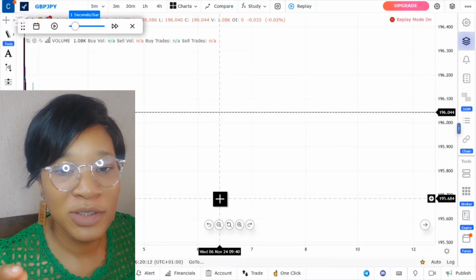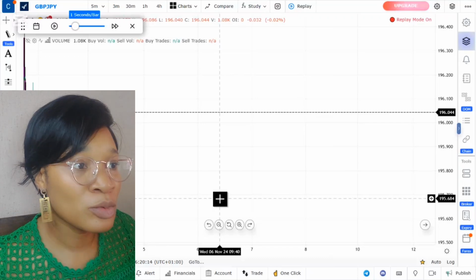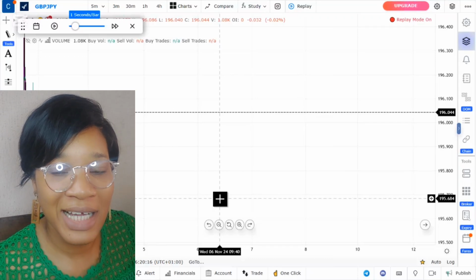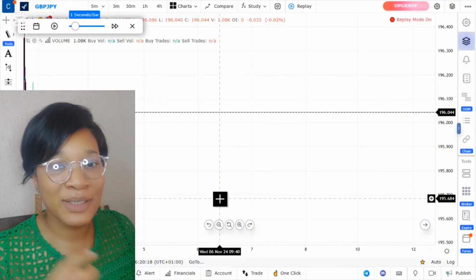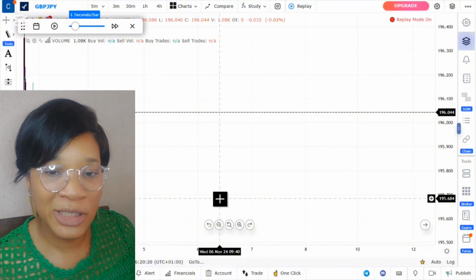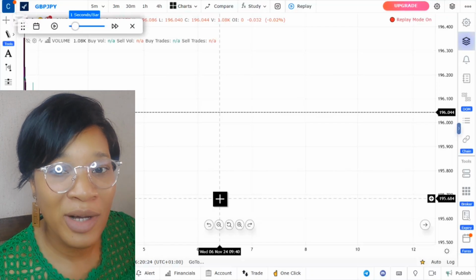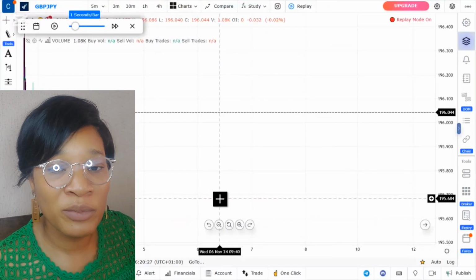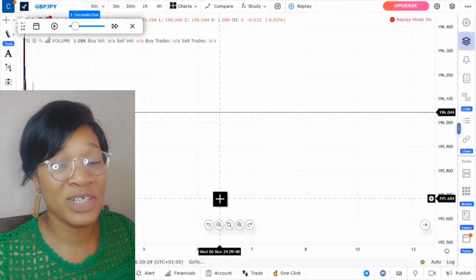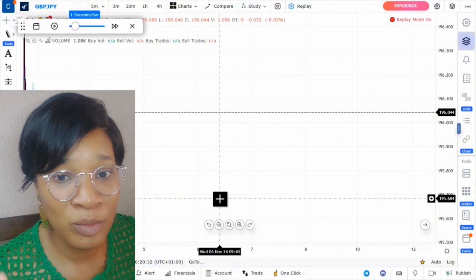So in today's video, I'm going to be showing you exactly how to use the normal concept of change of character as an entry model. This particular type of entry model ensures that you enter into your trade with very minimal stop loss. You end up not losing so much, even if the trade goes against you, and it has a very high win rate.